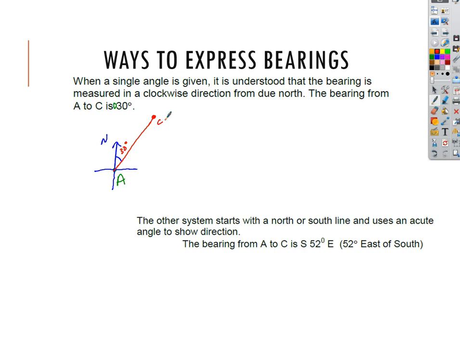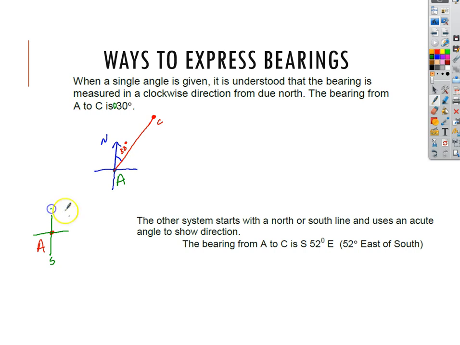So let's take a look at the other system, like I said, and see how that's a little bit different. This time they start up here with A. I'm going to get my little piece out here for directions. They're saying from A to C is south 52 degrees east. So here I am south from my point. I'm going to go 52 degrees to the east.